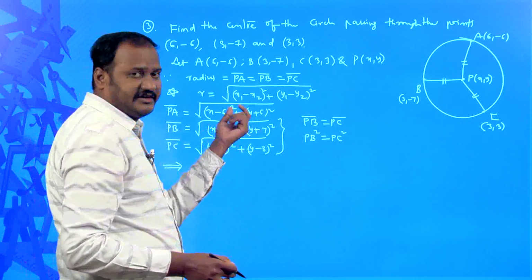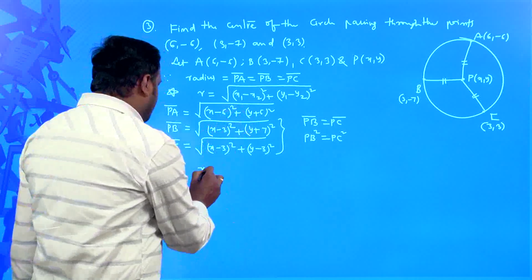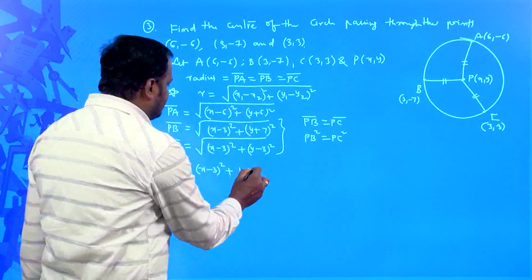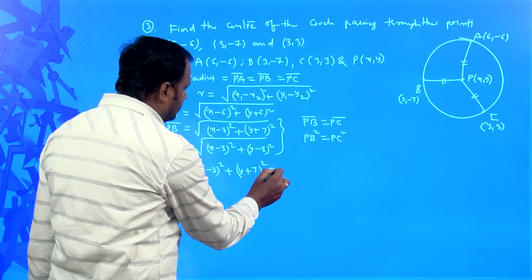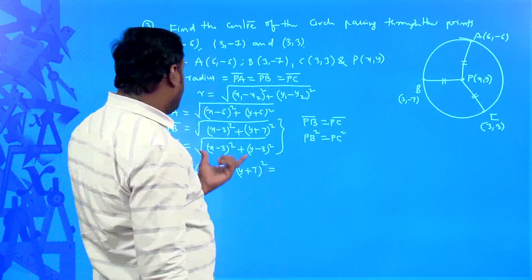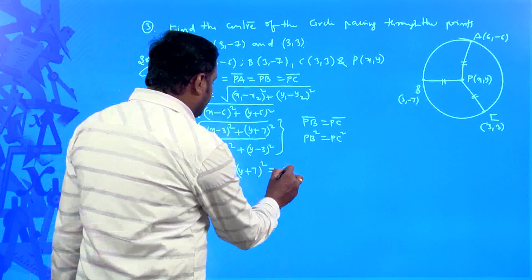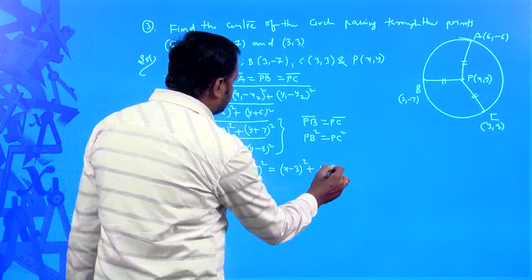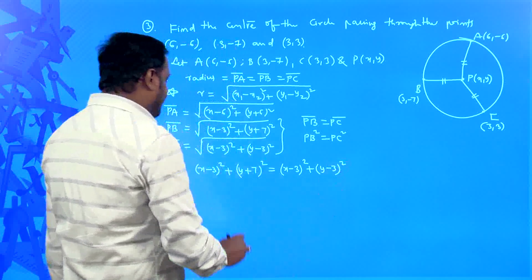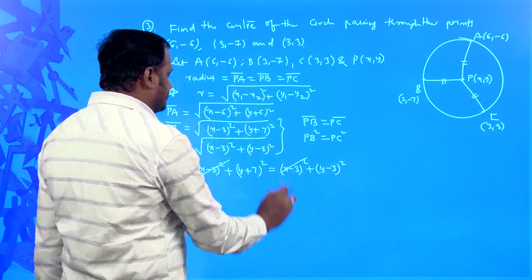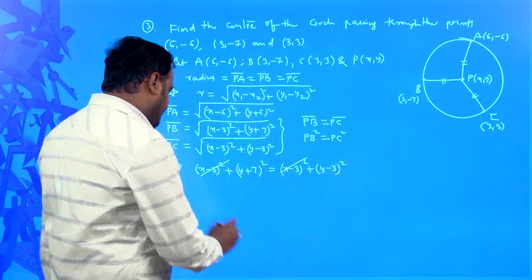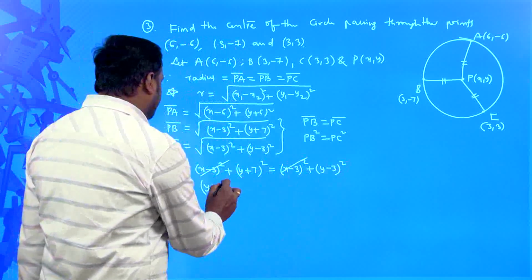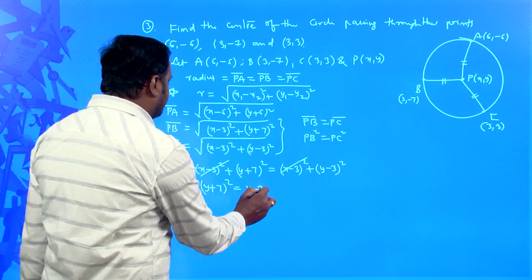When you square this, square and root get cancelled, then we get (x minus 3) whole square plus (y plus 7) whole square is equal to PC square, which is going to be (x minus 3) whole square plus (y minus 3) whole square, right. Can we directly cancel (x minus 3) whole square and (x minus 3) whole square, because both of them are same? Then we are left with (y plus 7) whole square is equal to (y minus 3) whole square.